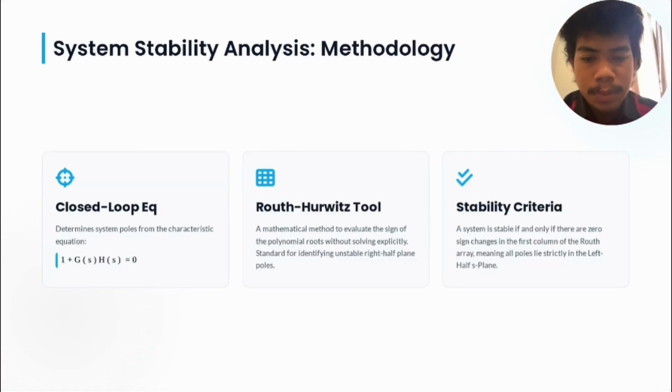Next is stability analysis. To determine whether the systems are stable, we apply the Routh-Hurwitz criterion. This method analyzes the characteristic equation and tells us whether the system will remain stable without finding the poles directly.